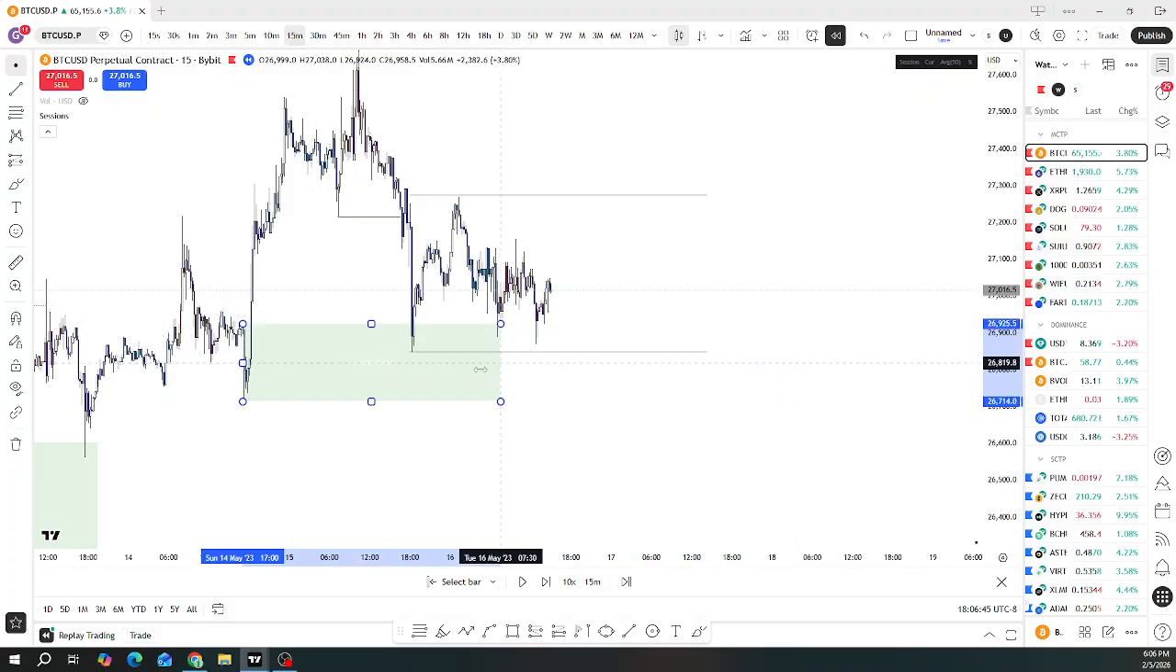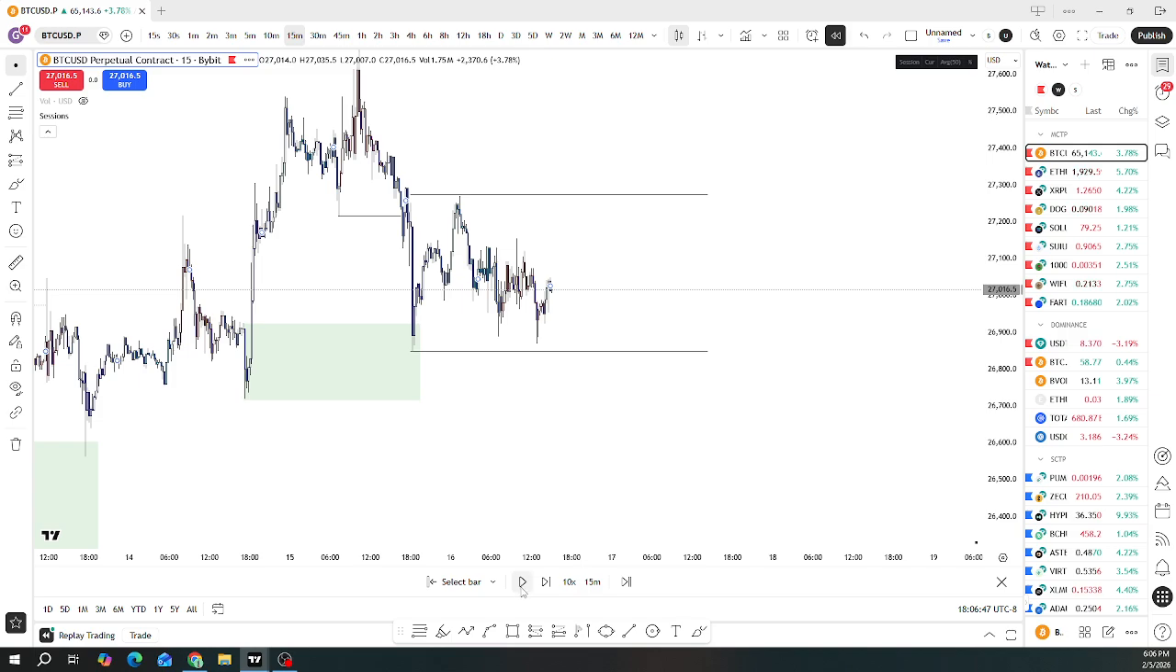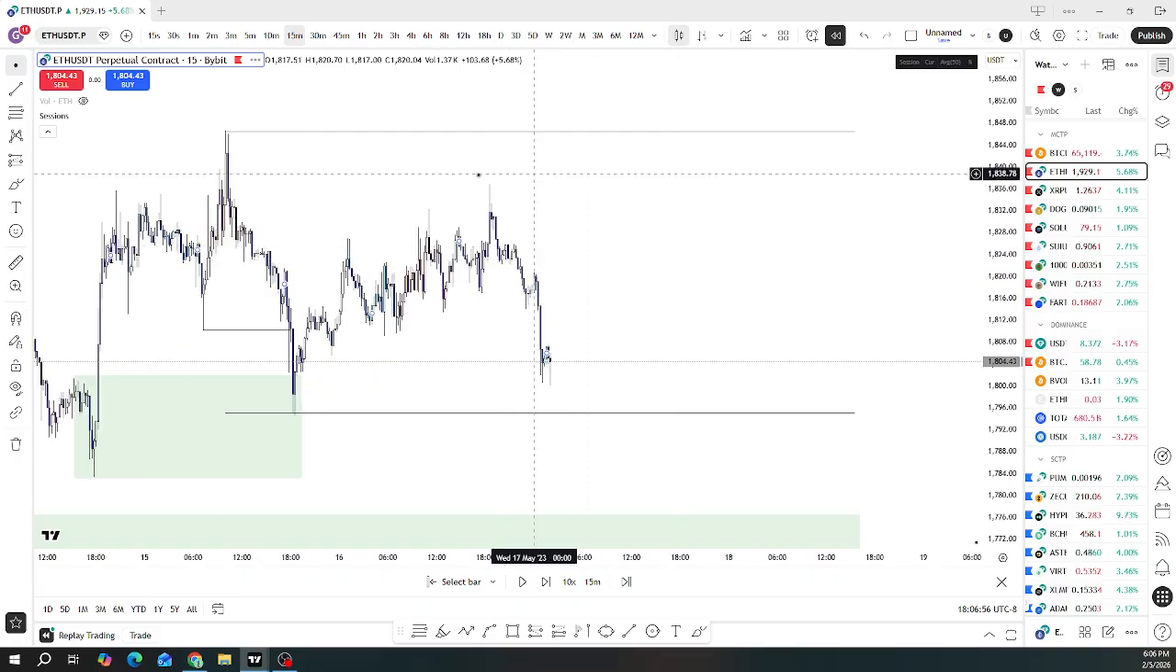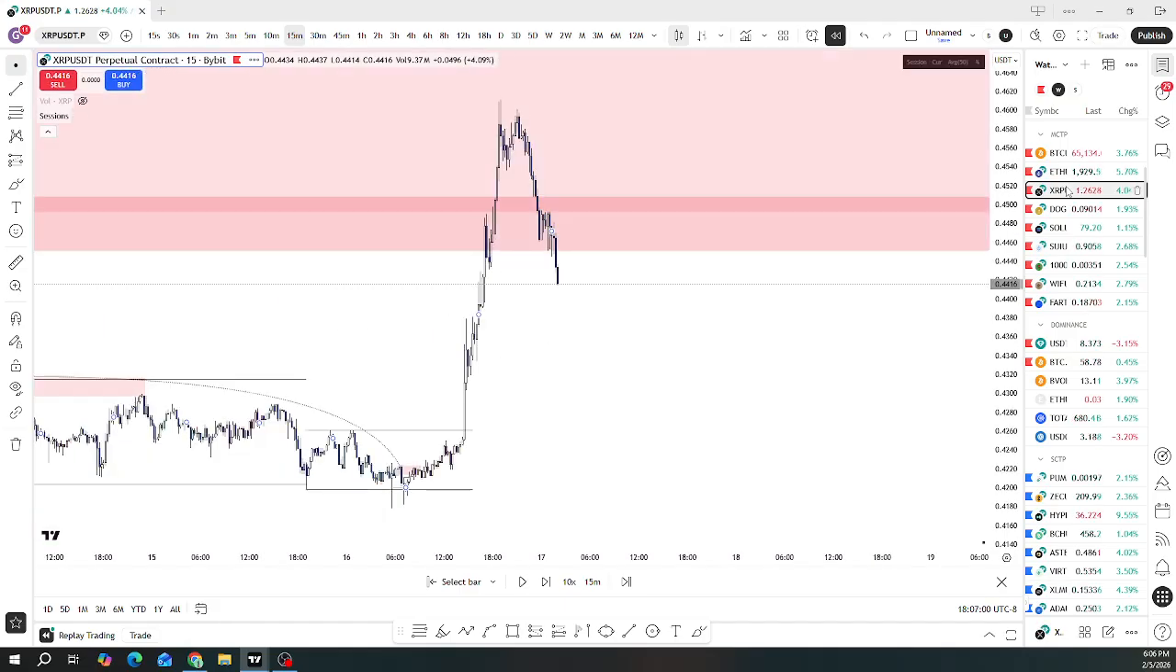Just refine that down a bit, just because still ranging here. Yep, ETH had some sort of an internal 3-tap. XRP squeezed up.